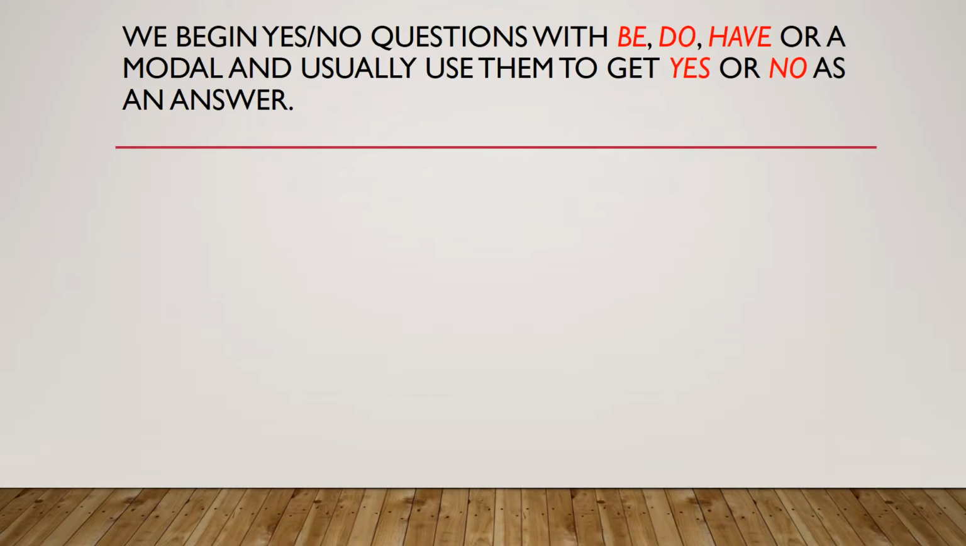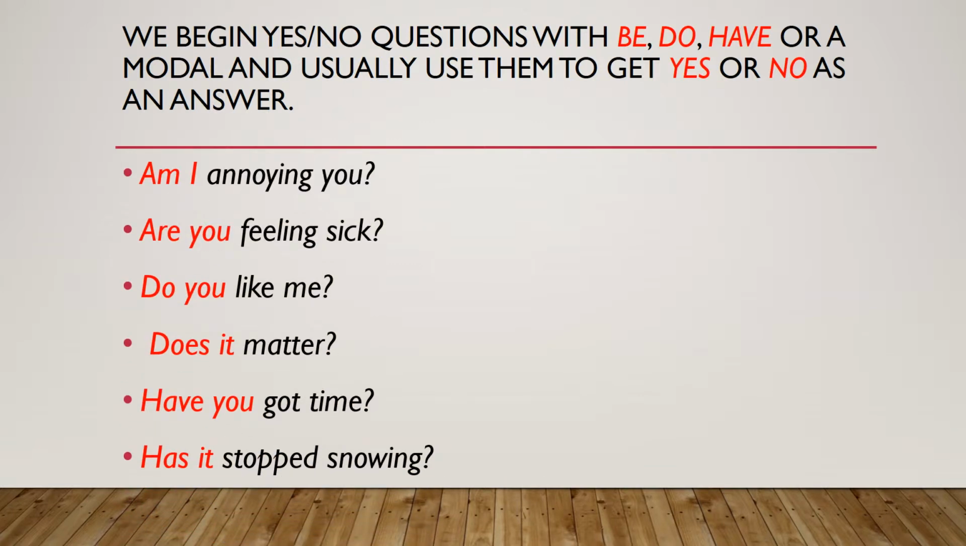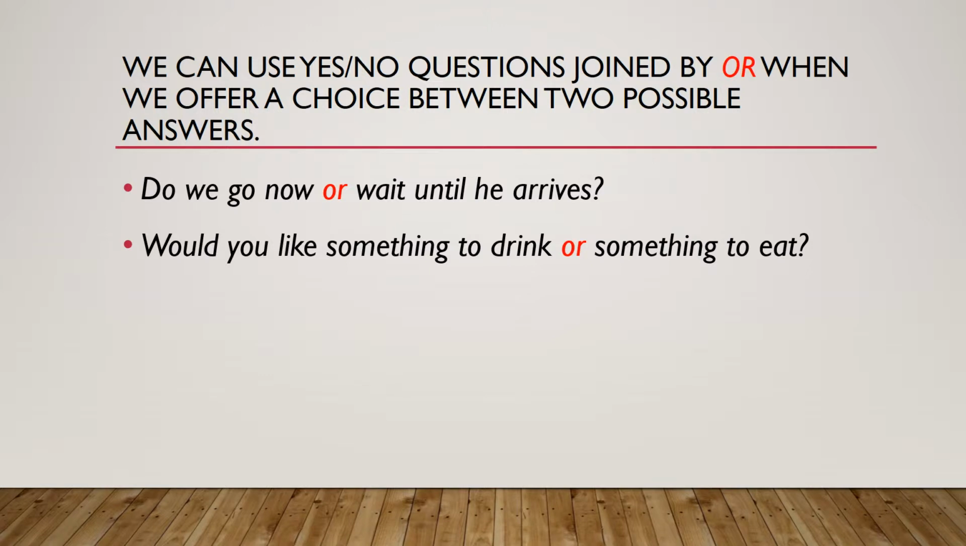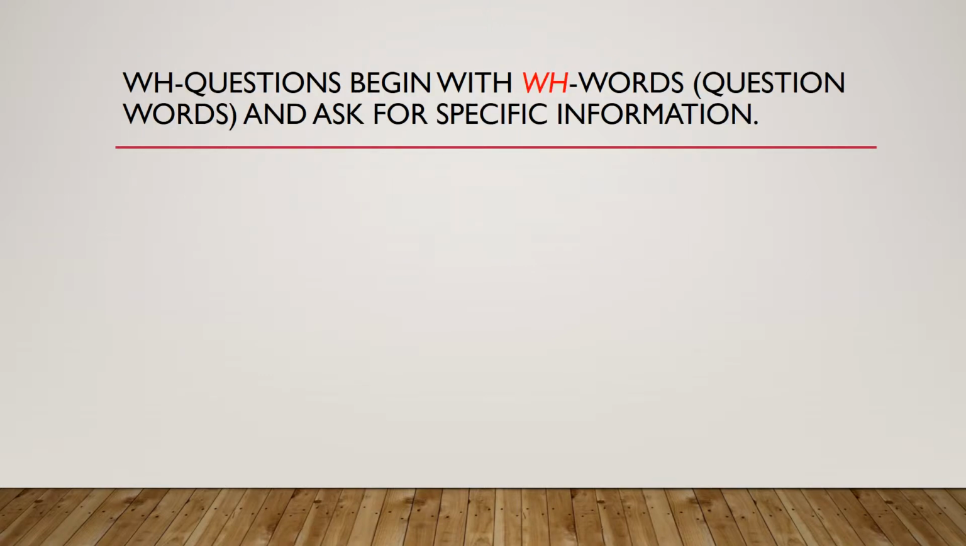We begin yes or no questions with be, do, have, or a modal, and usually use them to get yes or no as an answer. Am I annoying you? Are you feeling sick? Do you like me? Have you got time? Has it stopped snowing? We can use yes or no questions joined by or when we offer a choice between two possible answers. Do we go now or wait until he arrives? Would you like something to drink or something to eat?